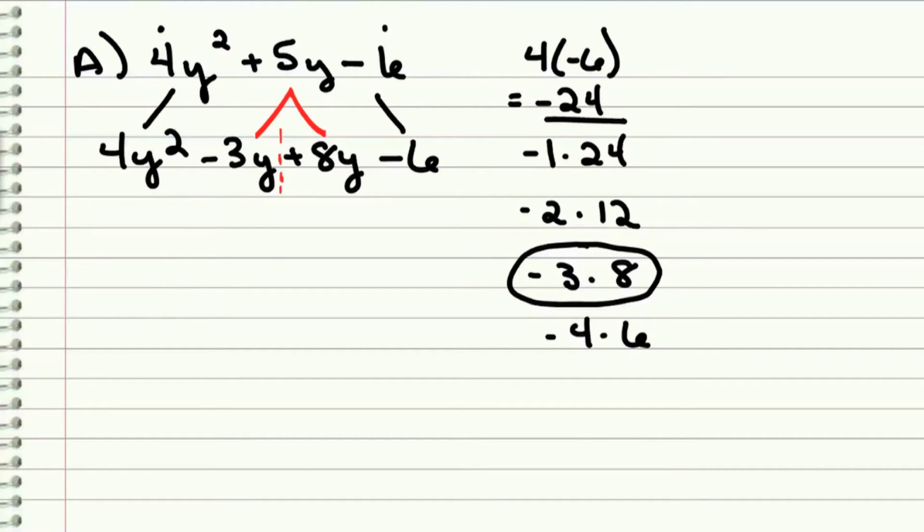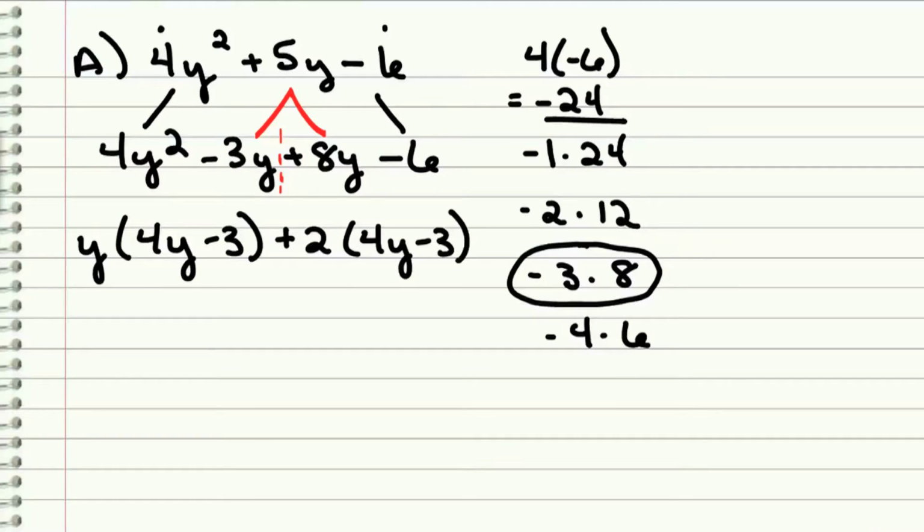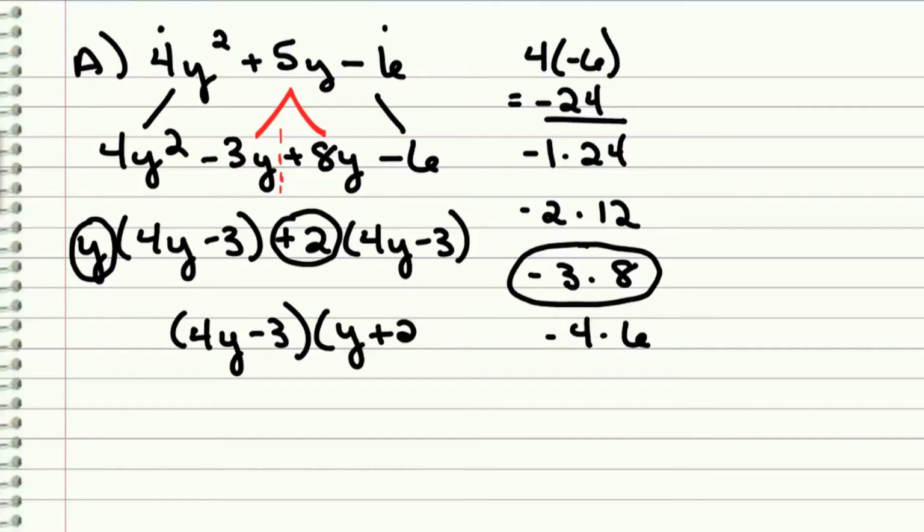So we're going to split it down the middle, take out a GCF from the first 2, which is a y, leaving us with 4y minus 3. The second 2 has a GCF of a positive 2, again leaving us with 4y minus 3. Our 2 binomials are alike, therefore we're going to factor out the 4y minus 3, leaving us with the y and the plus 2 for our other binomial factor.